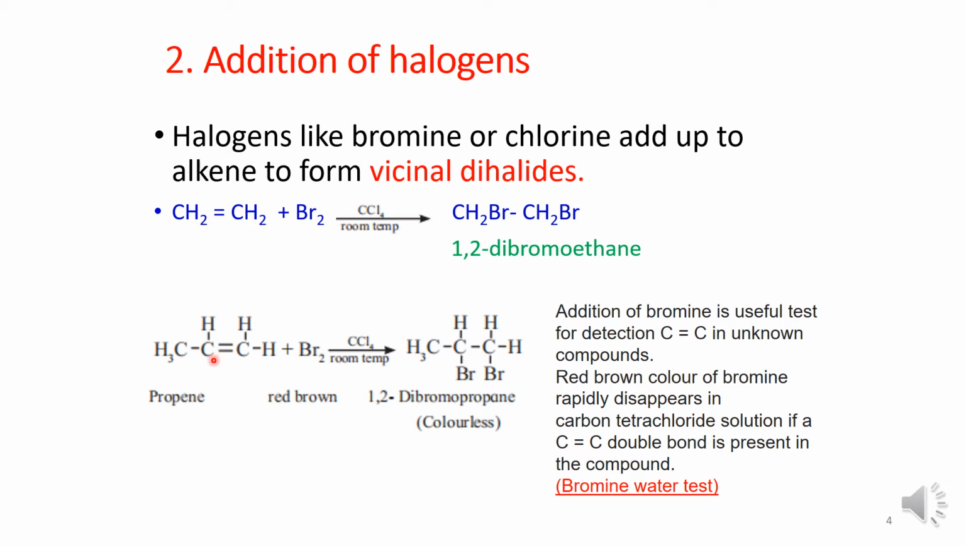This is the test. This is the reaction by which we can test the presence of a double bond in a compound. This is also called the bromine water test, and by this test a double bond can be detected in any unknown compound given to us.